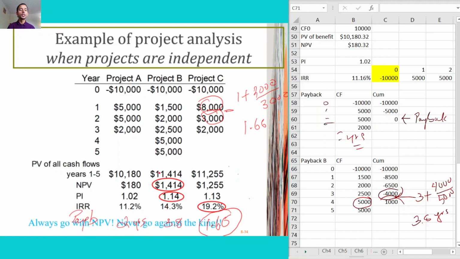Always go with NPV, right? It is saying never go against the king, right? You do not want to go against the king. Why? Because you want to protect yourself, right? If you go against the king, no clue what the king will do, right? Anyway, so always go with NPV, go with project B. All right, that's it.